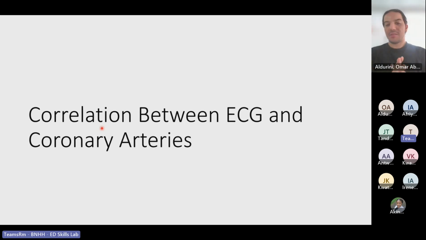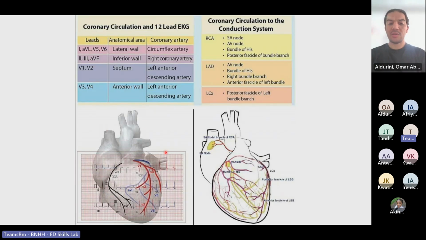So this is a bit of an advanced topic in this lecture. What's the correlation between ECG and coronary arteries? Each area, or each wall, is supplied by a branch of our coronary arteries. We have two main branches, right one and left one, and each branch has other branches. The right one has the right marginal branch, the branch to the SA node, the branch to the AV node, and the posterior branch.